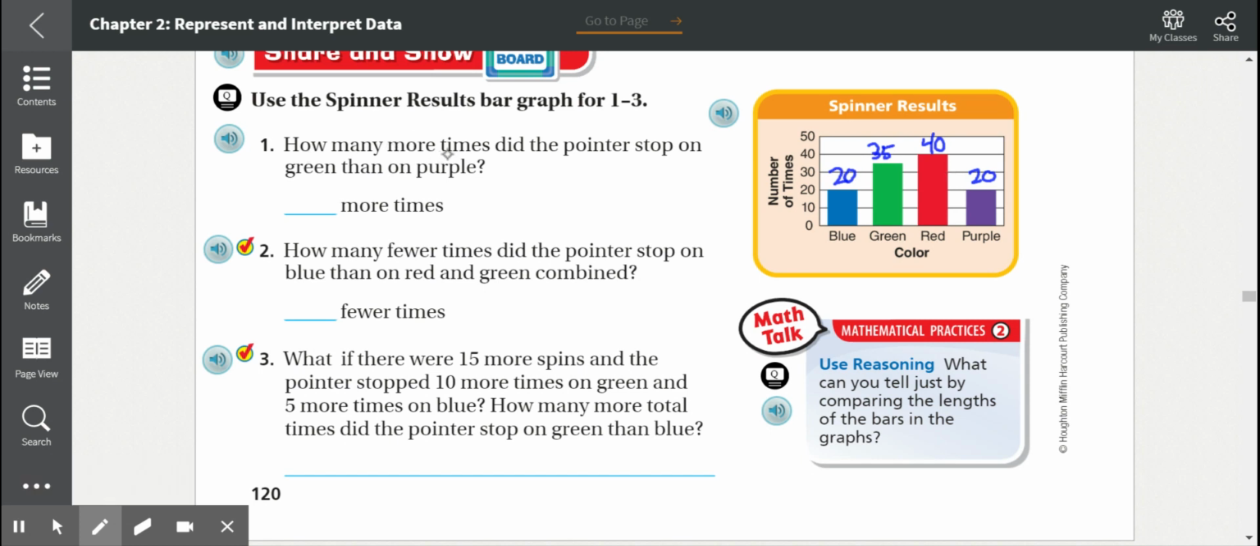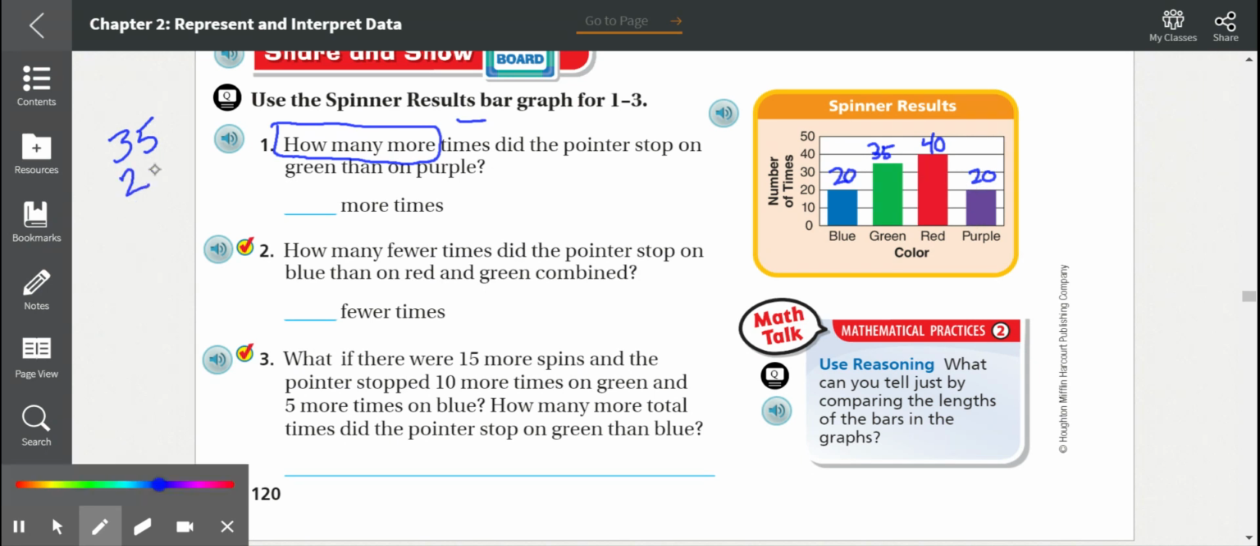How many more times did the pointer stop on green than on purple? And I hope you picked this up already. How many more equals subtraction? So we're looking at green and purple. Well, how many times did it stop on green? 35. Write that down. How many times did it stop on purple? 20. Now we can subtract. 5 minus 0 is 5. 3 minus 1 is... 2. So 15 more times.